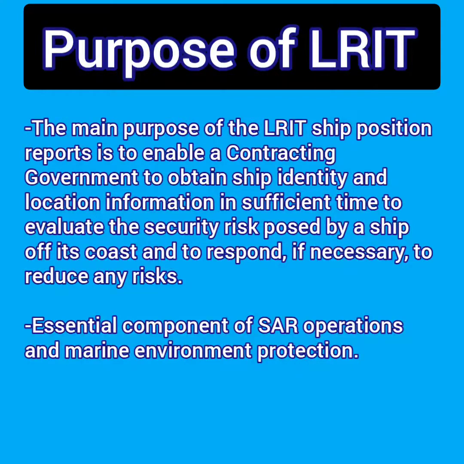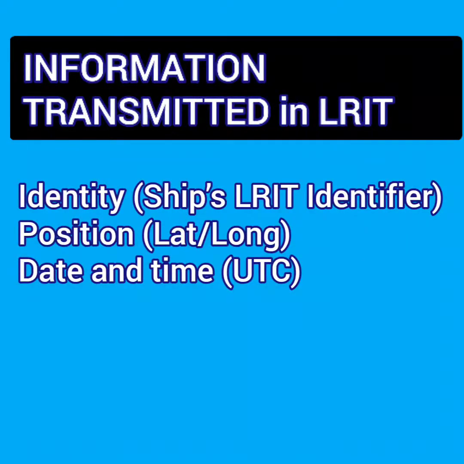And if so much of data is available, it would definitely be used by the SAR authorities and services. Thus, the second purpose of LRIT is that it is used for SAR operations and marine environment protection. Then there are three pieces of information only which are transmitted by the LRIT. Number one is identity of the ship, also called ship's LRIT identifier. Then the position, latitude and longitude, and date and time of transmission.